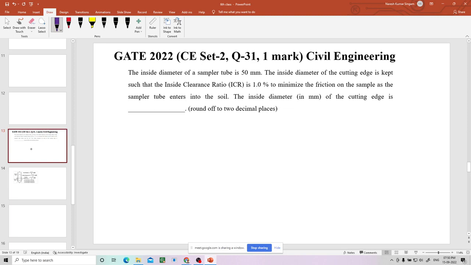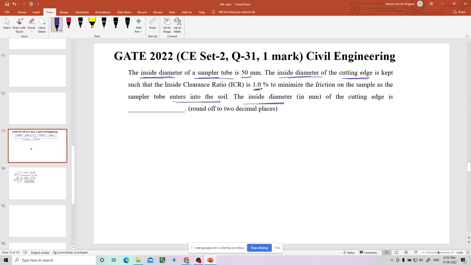So the inside diameter of the sampler tube is 50 mm. I will tell you everything. The inside diameter of the cutting edge is kept such that the inside clearance ratio is 1% to minimize the friction on the sample as the sampler tube enters into the soil. So the inside diameter in mm of the cutting edge is how much?